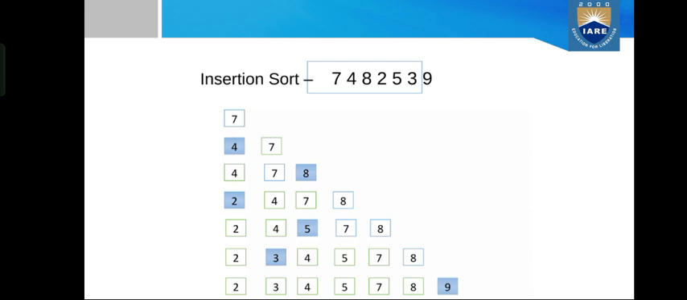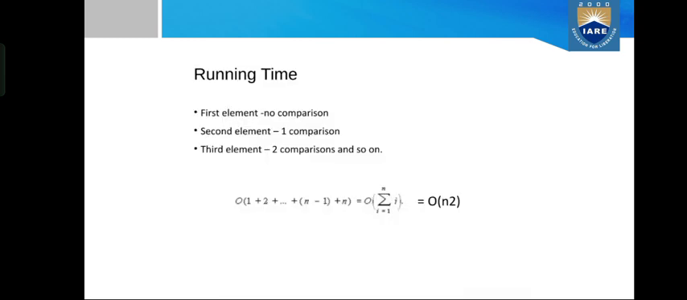Insertion sort. We take the elements 7, 4, 8, 2, 5, 3, 9. In the first iteration, 7 and 4 are compared and 4 remains. In the second iteration, the minimum element is placed at the first index, and so on. At the n minus 1 iteration, all elements are sorted.